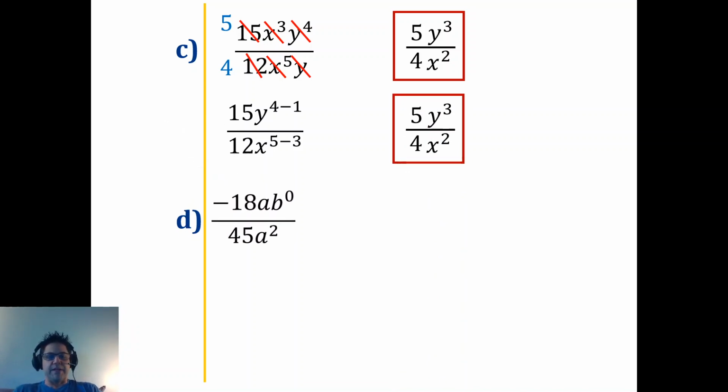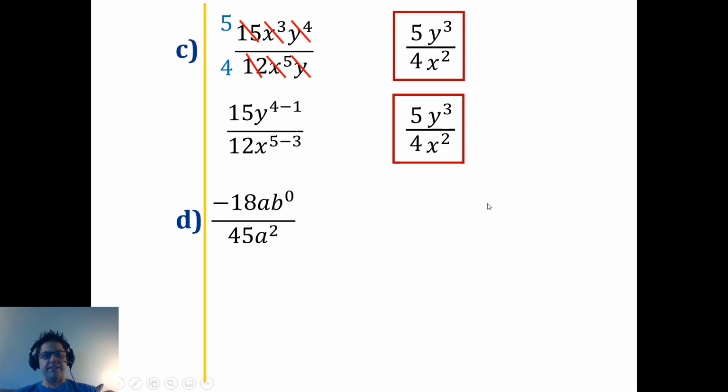All right, what about this one here? So can we all agree that the answer will be negative? The b is really just going to become a simple 1, so we can actually ignore that because, again, anything to the 0 power is a 1. The 18 and 45 can have something in common that you can divide by. And then for your a, when we do our subtraction, remember that there's a hidden 1 right there.